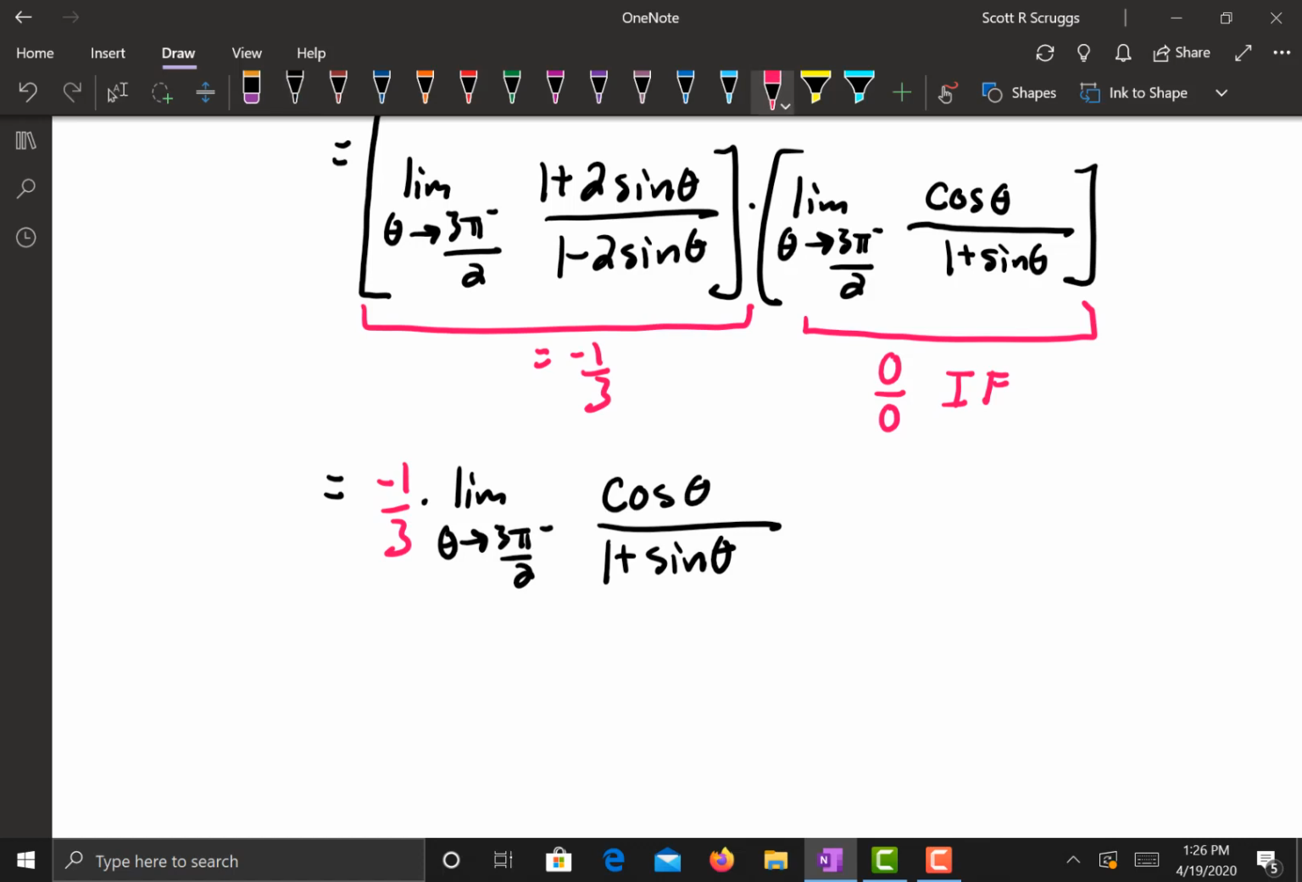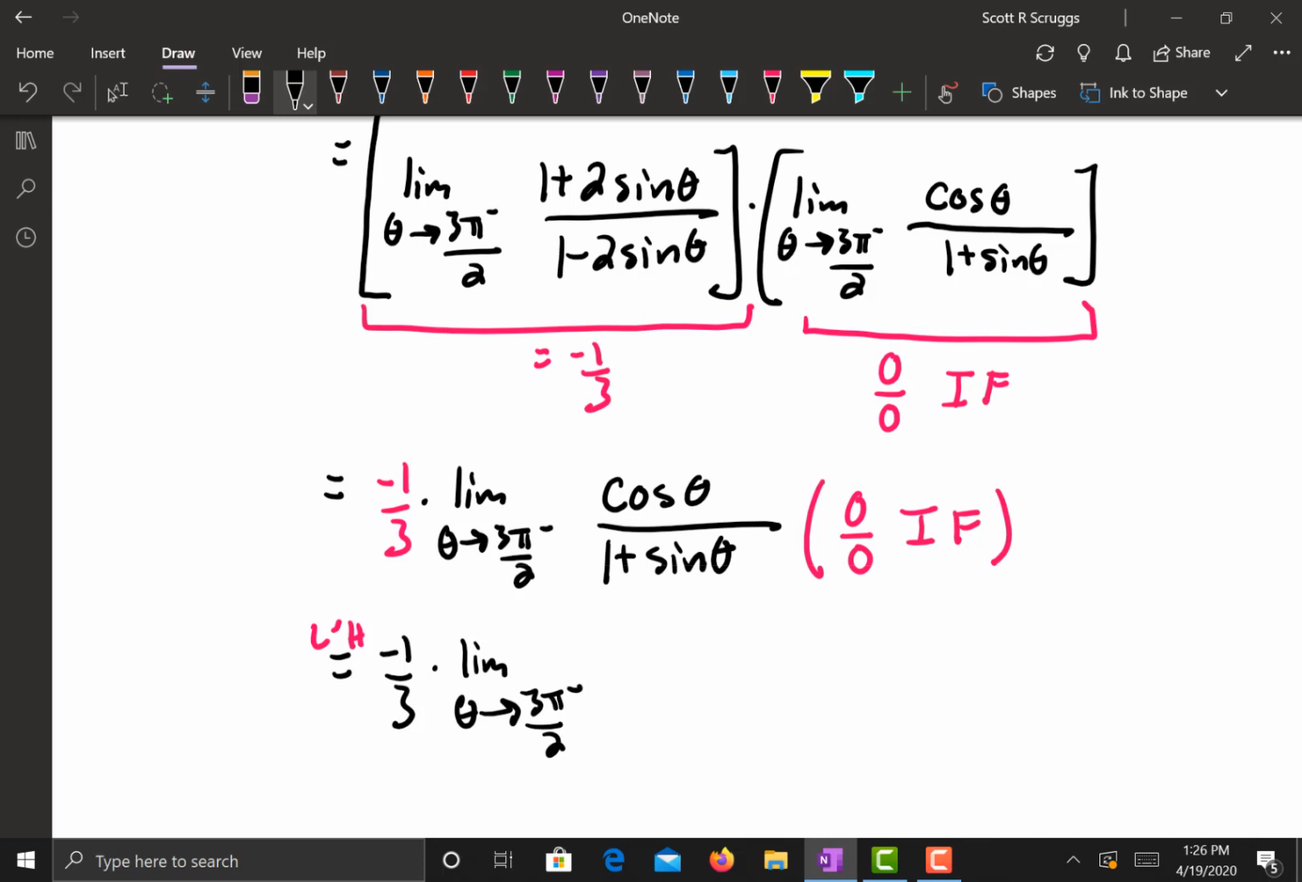Because this is a 0 over 0 indeterminate form, L'Hopital's rule is fair game for that limit. So I'm going to use L'Hopital's rule to give me negative 1/3 times the limit as theta goes to 3 pi over 2 from the left of negative sine of theta divided by cosine of theta.